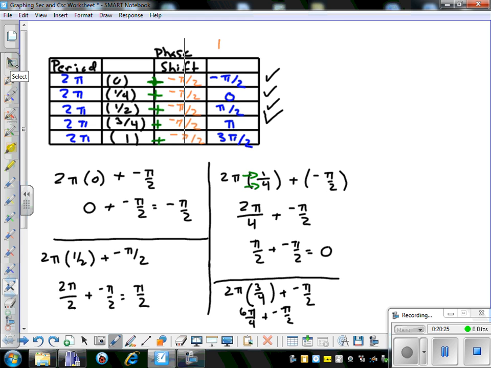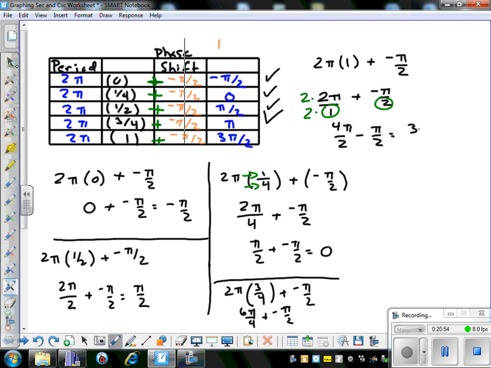Now I'm just going to work the last one out right up here, so I have 2 pi times 1 plus negative pi divided by 2. So it gives me just 2 pi plus negative pi divided by 2. Well, 2 is the same thing as 2 over 1. I need a common denominator. These two numbers are not the same. So multiply the top and the bottom by 2, and I'm going to get 4 pi divided by 2 minus pi divided by 2, because positive and a negative gives me a negative, which gives me 3 pi divided by 2, or 3 pi over 2. So I have all my 5 points.